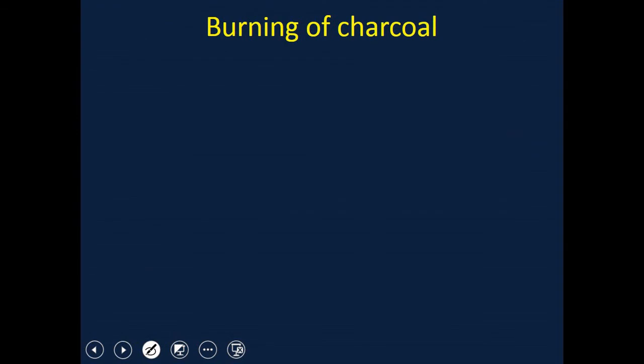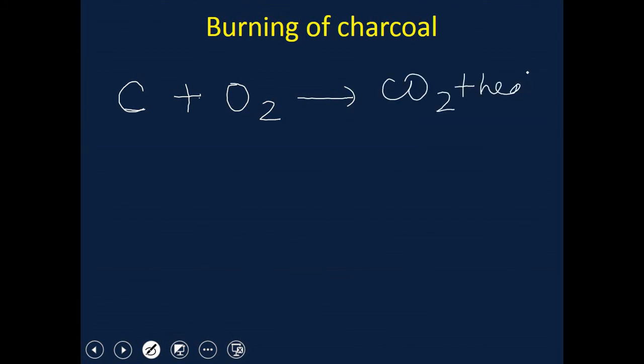Now we will see the burning of charcoal. Children, charcoal's chemical composition is C only. So during the combustion of charcoal, what happens? Charcoal burns with oxygen. And what is produced? CO2 is produced. Apart from CO2, heat is also produced. In the case of magnesium, we have seen that dazzling light was produced, and during the burning of charcoal, heat is produced. Children, charcoal is produced by the destructive distillation of wood.